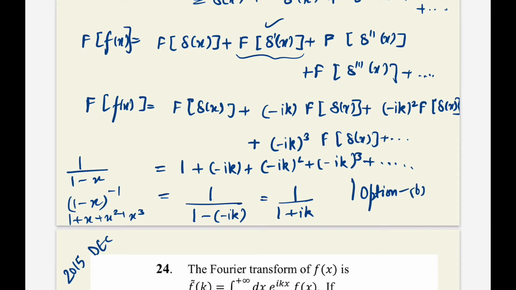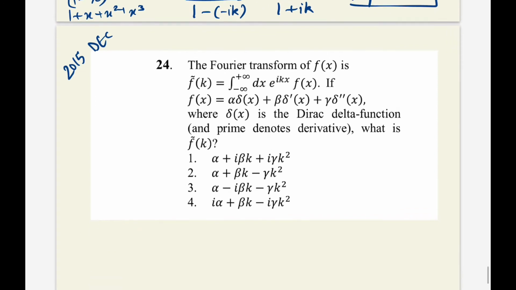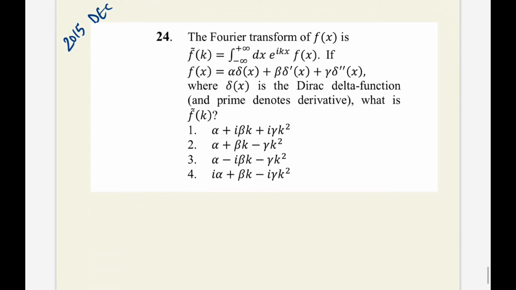Now another question is from 2015 December. The Fourier transform of f(x) is f tilde(k) equals the integral from minus infinity to infinity of dx e to the power ikx f(x). If f(x) equals alpha delta(x) plus beta delta prime(x) plus gamma delta double prime(x), where delta(x) is the Dirac delta function and prime denotes the derivative, what is f tilde(k)?